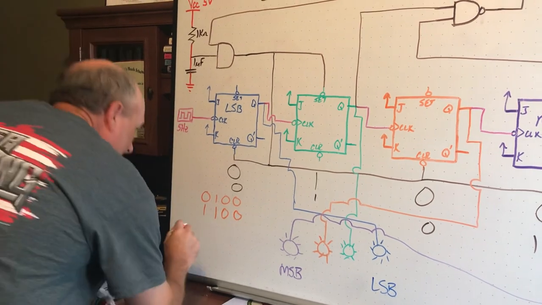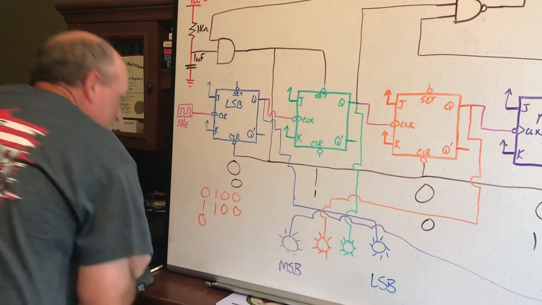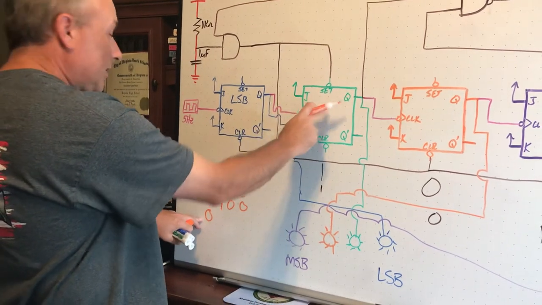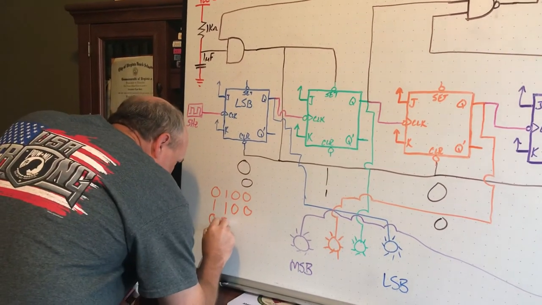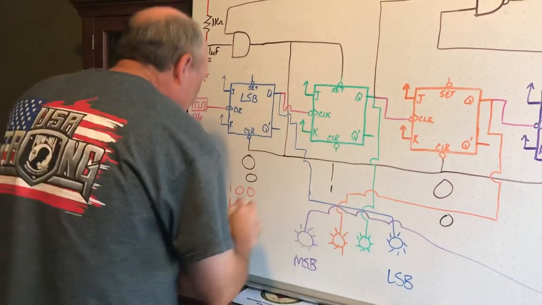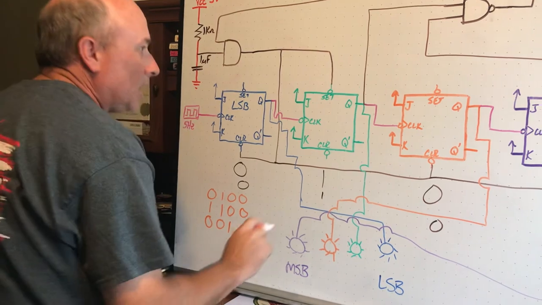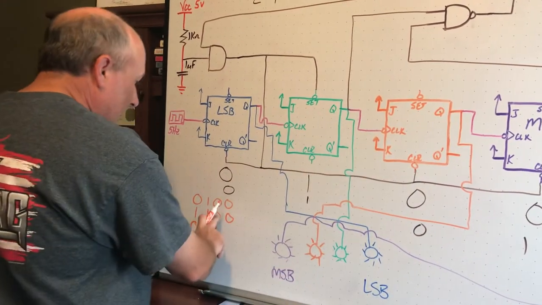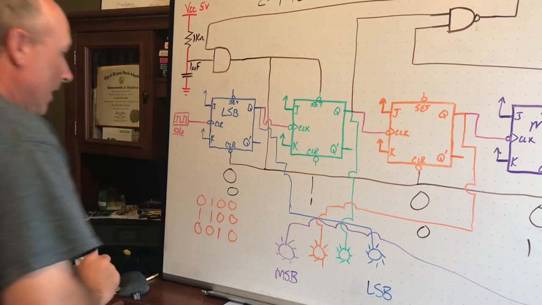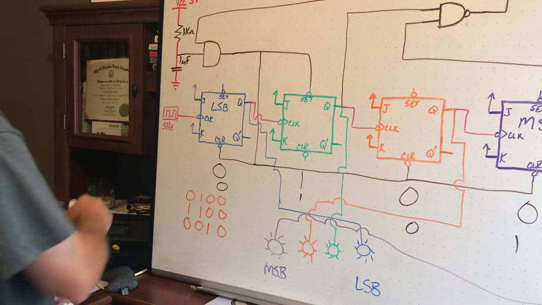Clock comes in, it's going to clock it again. This one's going to go to a 0. Well, this one went from a 1 to a 0, so it's going to clock this flip-flop, which is going to make it toggle. This one went from a 1 to a 0, it's going to clock this flip-flop, make it toggle. This one went from a 0 to a 1, so this one's going to stay the same. Now I got 4.